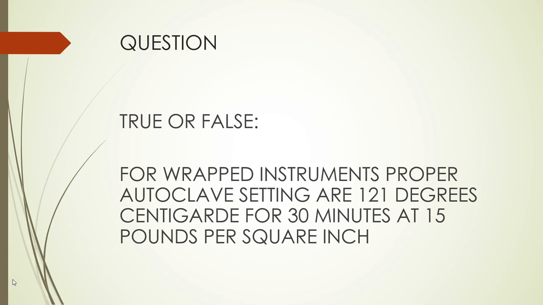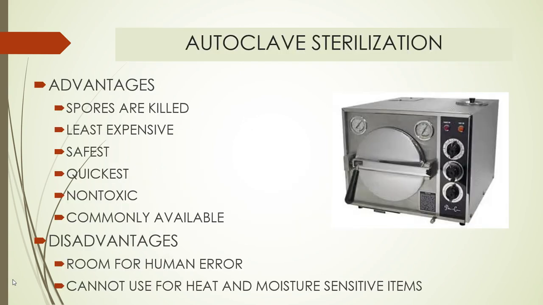So this is our next question, true or false? For wrapped instruments, the proper autoclave settings are 121 degrees centigrade for 30 minutes at 15 pounds per square inch. And the answer is, of course, true, that if we're going to autoclave wrapped instruments, we want to maintain the autoclave at 121 degrees centigrade for 30 minutes at 15 pounds per square inch.